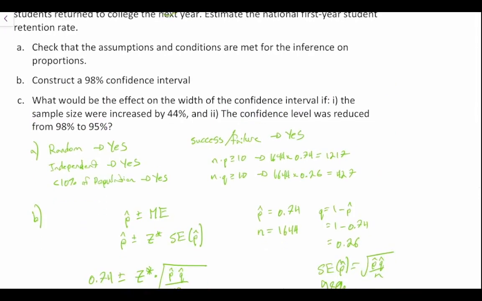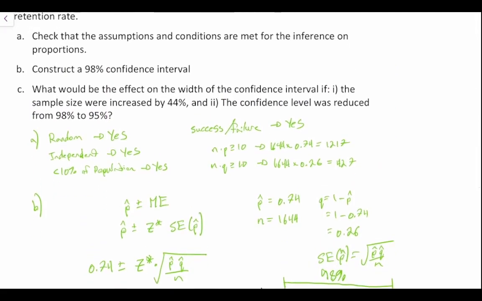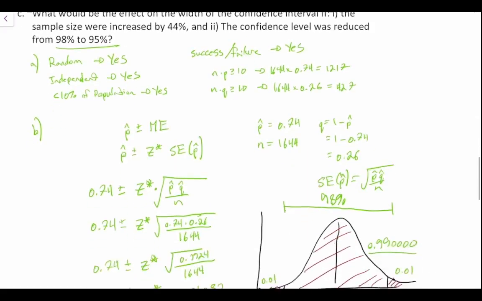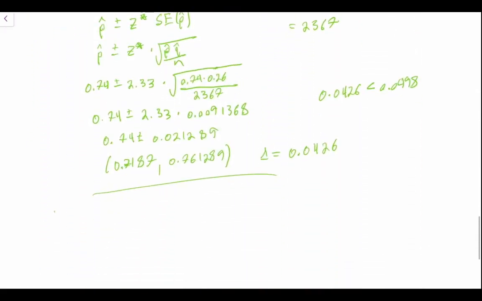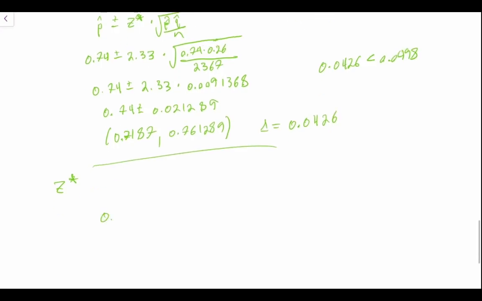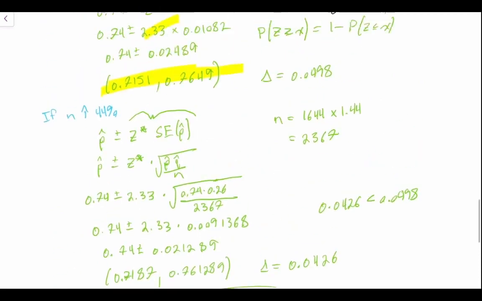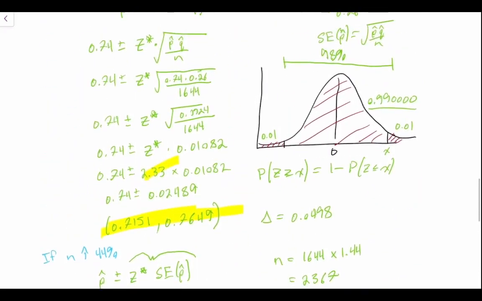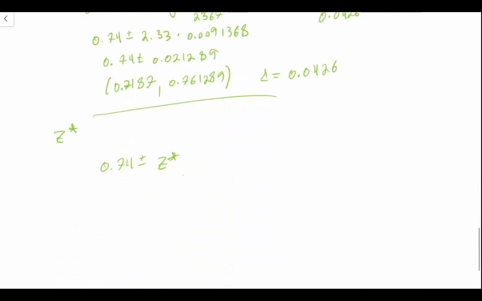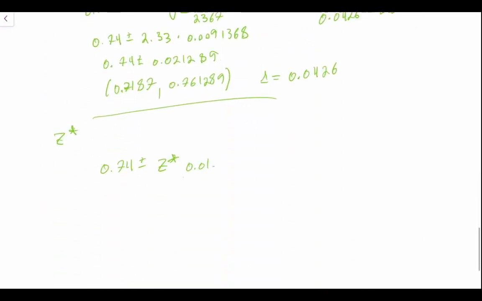And then finally, we have this last part here. What would happen if the confidence interval was reduced from 98 to 95%? So we have to look at our z star value here. 0.74 plus or minus our z star times our standard error. And this is our original standard error in our question of 0.01082. That's the standard error that we calculated in part 1 of this question.